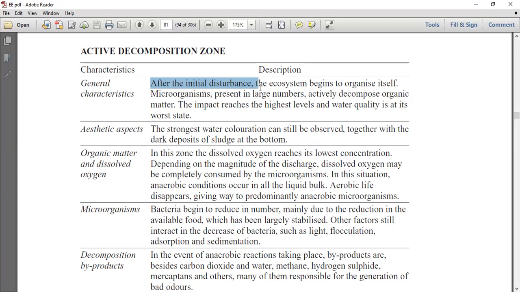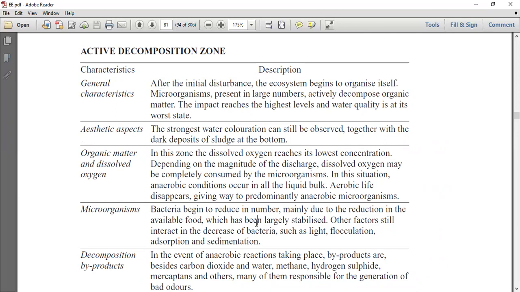together with the dark deposits of sludge at the bottom. Organic matter and dissolved oxygen: in this zone, the dissolved oxygen reaches its lowest concentration, depending on the magnitude of the discharge. Dissolved oxygen may be completely consumed by the microorganisms. In this situation, anaerobic conditions occur in the whole liquid bulk, aerobic life disappears, giving way to predominantly anaerobic microorganisms. Bacteria begin to reduce in number, mainly due to the reduction in the available food, which has been largely stabilized. Other factors still interact in the decrease of the bacteria, such as light, absorption, and sedimentation.